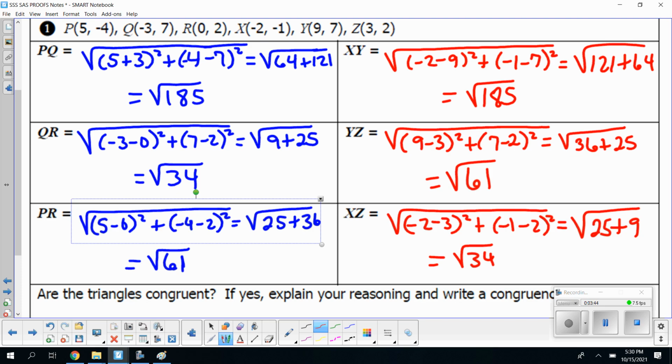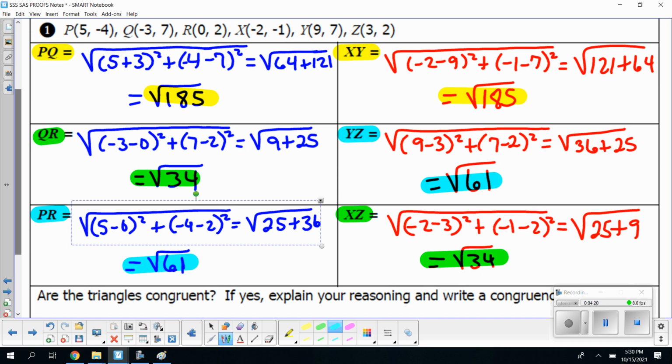Okay, so if we take a look here, we see that we have PQ, which is the square root of 185, and XY, which is the square root of 185. So there's one side that's the same. We have QR, that is the square root of 34, and we have XZ, which is also the square root of 34. And then we have PR, which is the square root of 61, and YZ, which is the square root of 61.